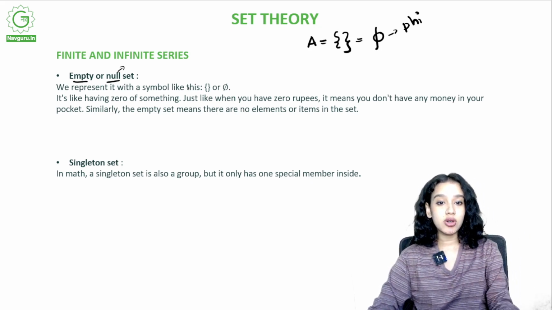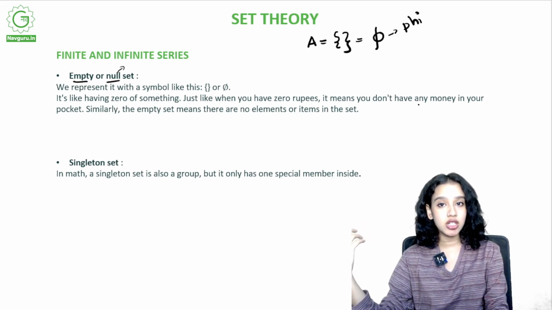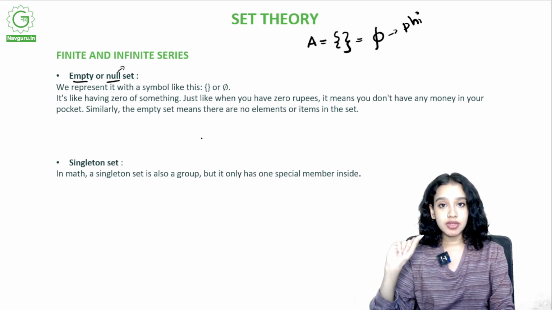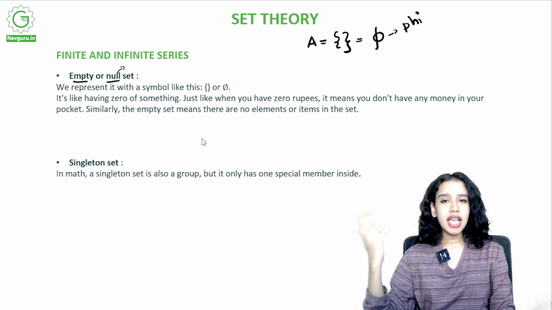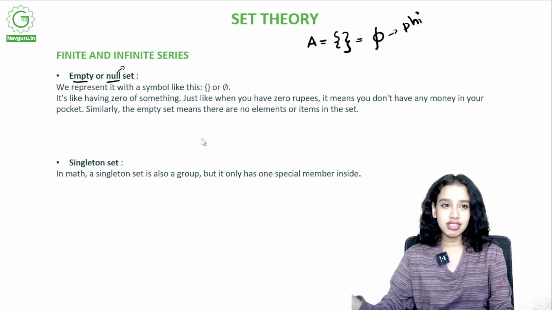It's like having 0 of something. Just like when you have 0 rupees, it means that you don't have any money in your pocket. Similarly, the empty set means there are no elements or items in the set, right? Now, singleton set. An empty set is basically like opening a box of chocolate and finding out there is nothing, right?